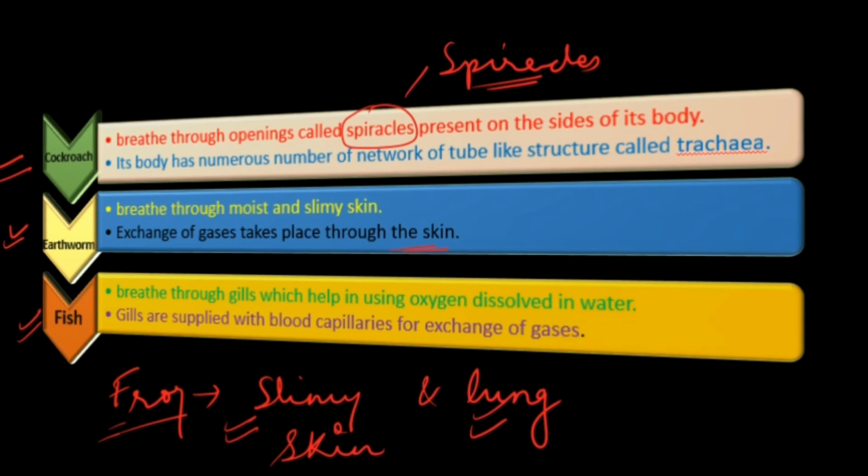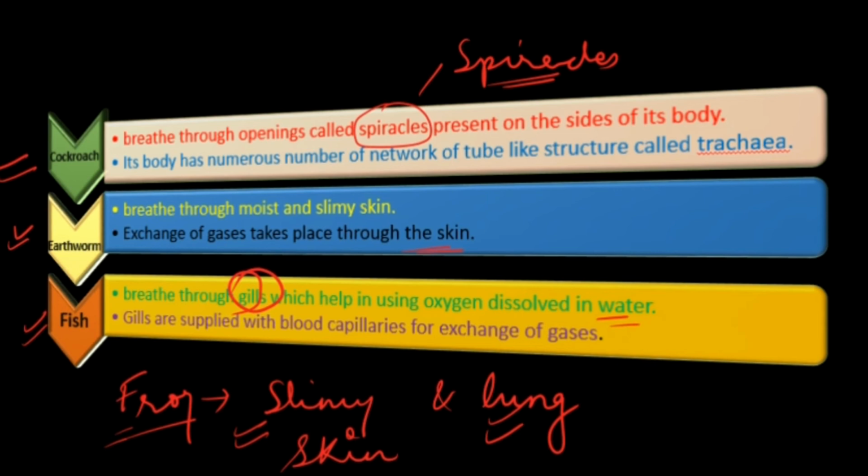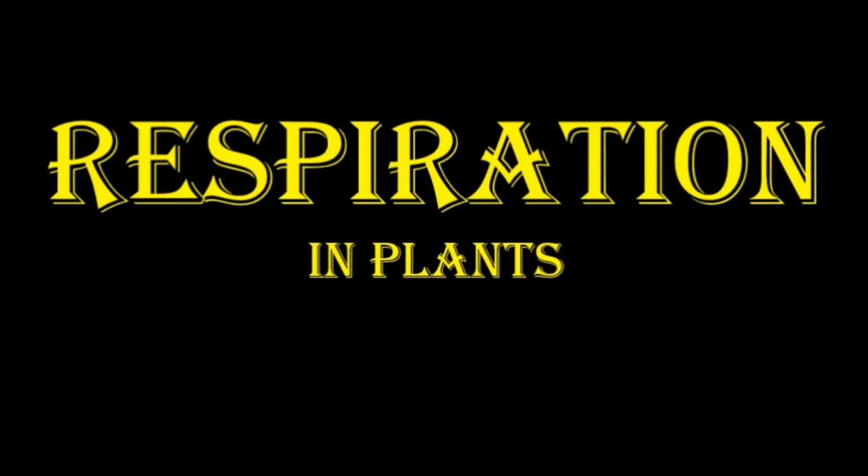Next is fish. You know that fish have gills, and these gills are helpful for taking up oxygen which is dissolved in water. And these gills are supplied with a large number of blood capillaries so that the exchange of gases takes place through them. Then the last topic is respiration in plants.